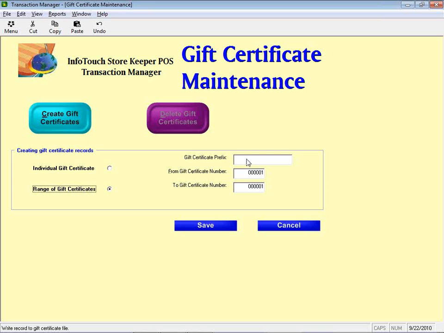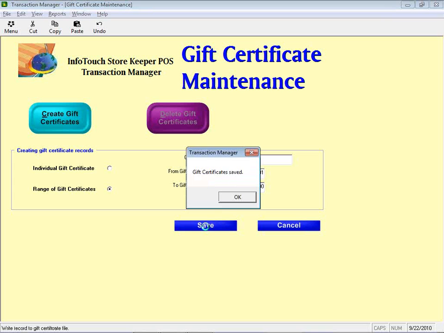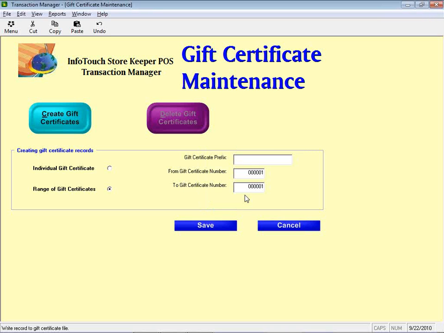So let's say you wanted to have certificates called My Beauty Salon, and you wanted to issue 100 of them. Well, what you can do is just start at 1 and just type in 100, and the software actually automatically fills it out to 6 digits for you. And if I hit save, I now have literally just in that quick half second created 100 gift certificates. And they're called MBS-001, 002, etc.